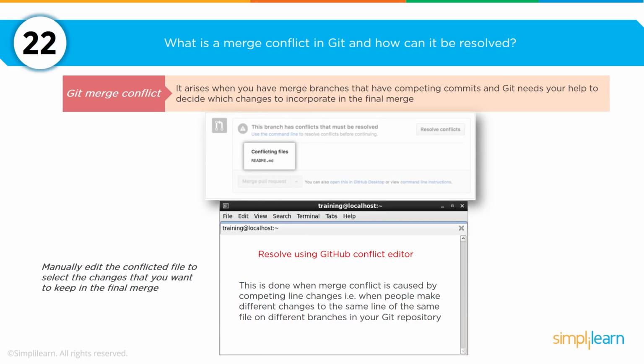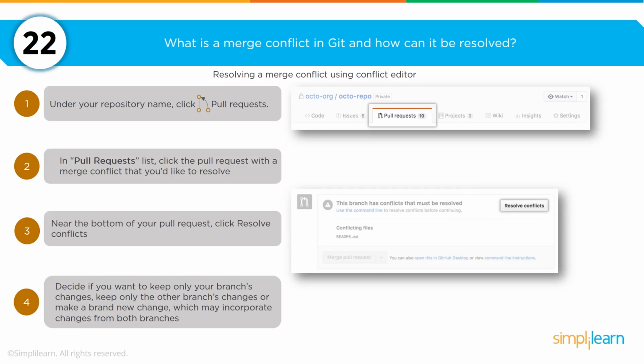So essentially a merge conflict is when you have two or more branches that are competing with commits in Git, and you have to be able to determine which are the appropriate files that need to be submitted. And this is where you would go in, and to help resolve this issue, you'd manually edit the conflicted files to select the changes you want to keep in the final merge. So let me go through the steps that you would take to illustrate this when you're talking about this particular question in your interview.